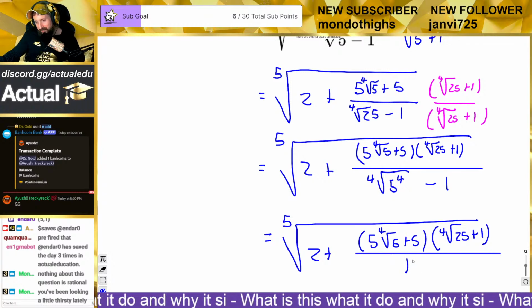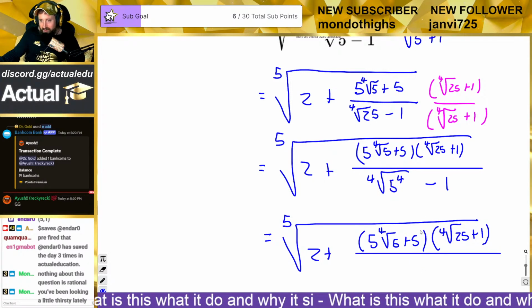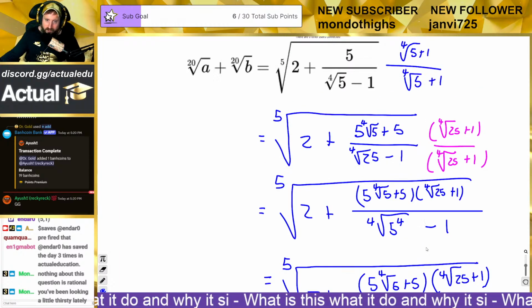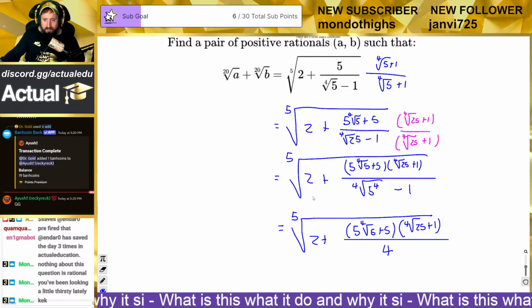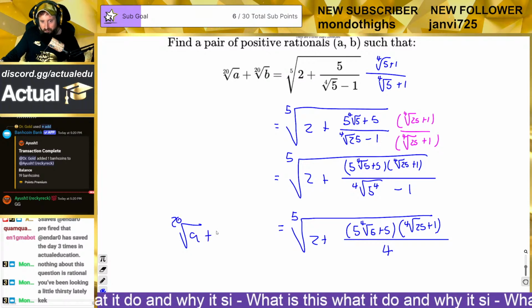This is 4 minus 1. Okay, cool. So this is just... No. This is 5 minus 1. This is 4. Okay. And this is somehow equal to the 20th root of A plus the 20th root of B.